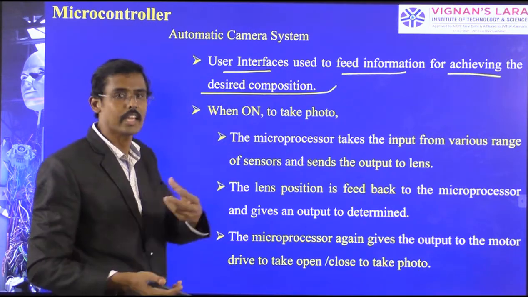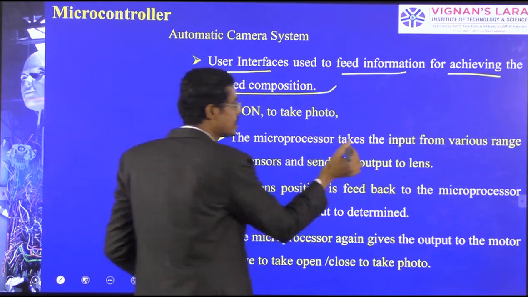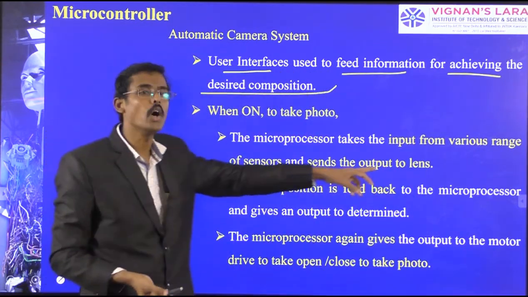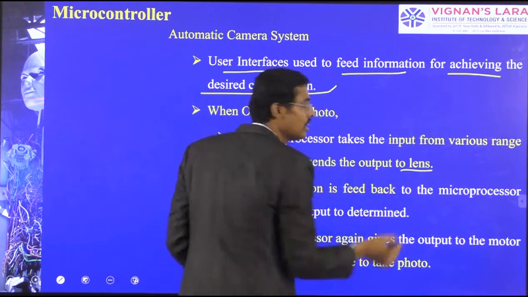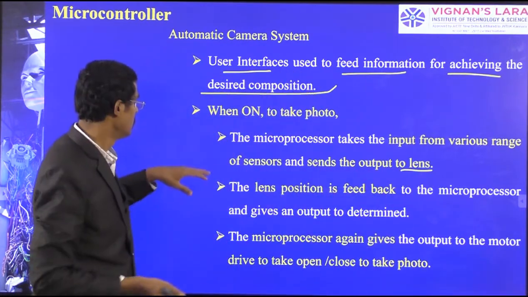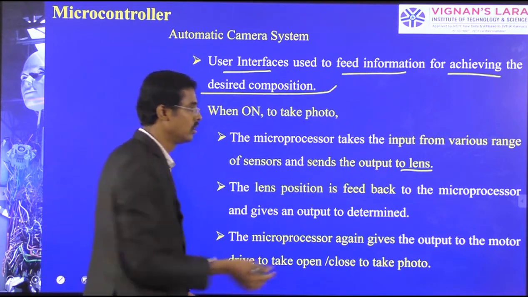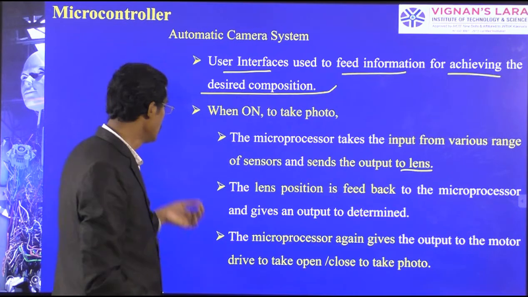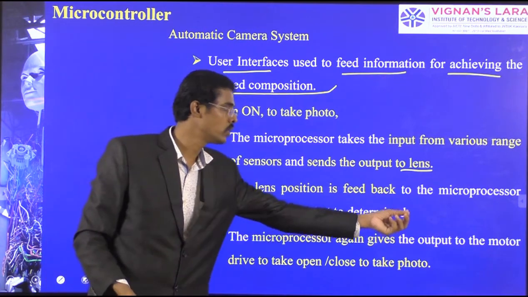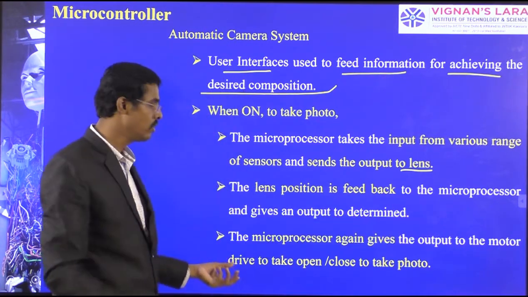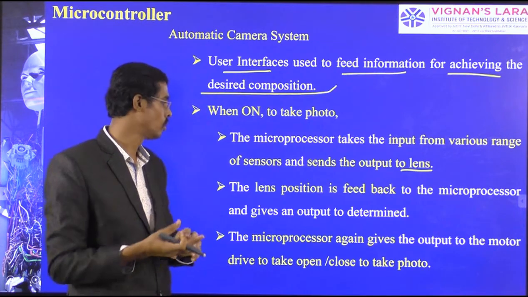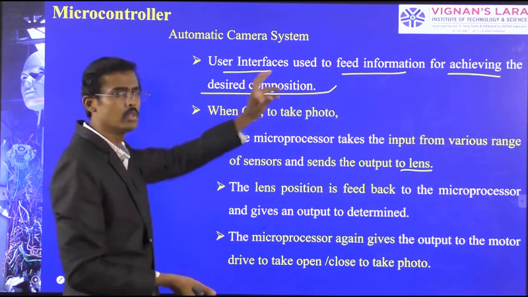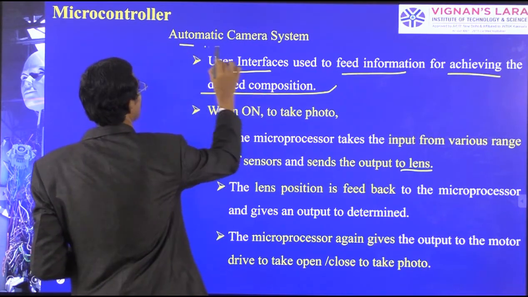When we take a photo, the microprocessor takes the input from the various range of sensors, as we have just seen, and sends the output to the lens and shutters to operate. The lens position is fed back to the microprocessor, which gives an output to determine. Then the microprocessor again gives the output to the motor drive to open or close to take the photo. Such things we are able to do in the automatic camera system.